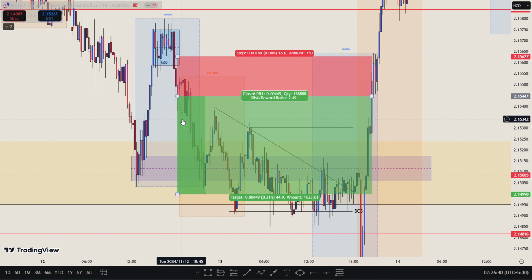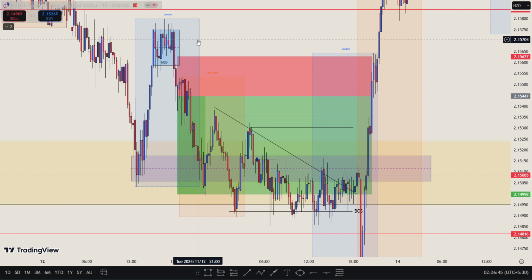The price started rejecting here. My initial stop loss was above here. But as soon as the price started rejecting a lot, as you can see, the price rejected all the candles after I entered the trade: 1, 2, 3, 4. For the first hour, it was only rejecting my area.